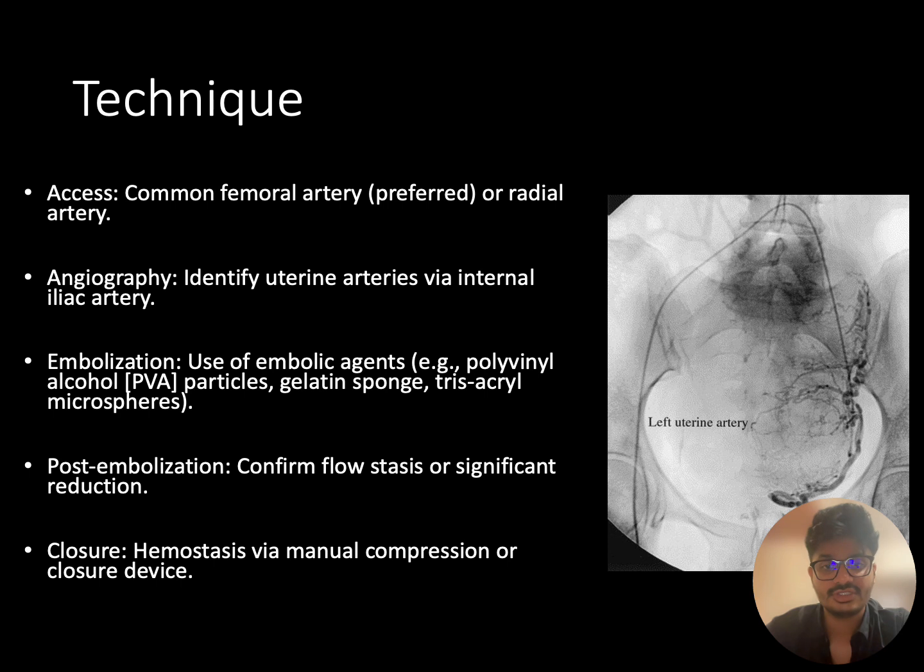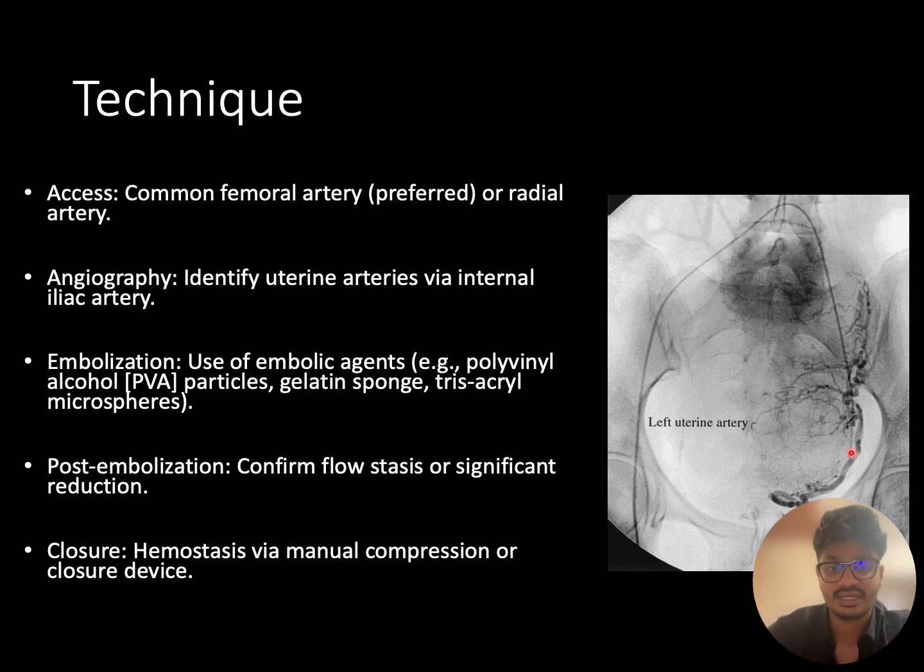Once we come to the procedure, we start with the common femoral artery access. Once you take vascular access over here, you pass a catheter. Usually we use a Cobra, and less rarely a Roberts uterine artery catheter. From the aortic bifurcation, you navigate into the common iliac artery, and from there into the internal iliac artery. The uterine artery is a branch of the internal iliac artery. From there you can use a microcatheter if you want, and with a microcatheter you enter into the small uterine artery.